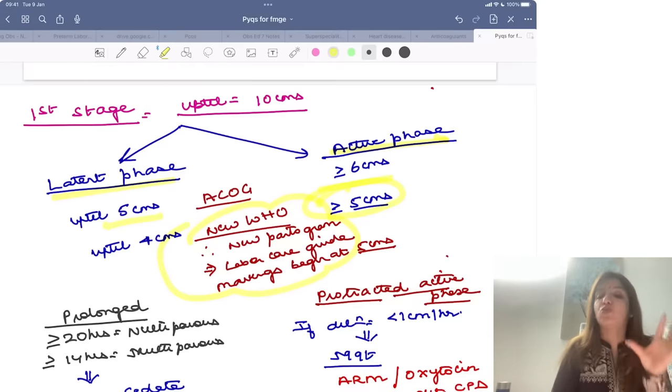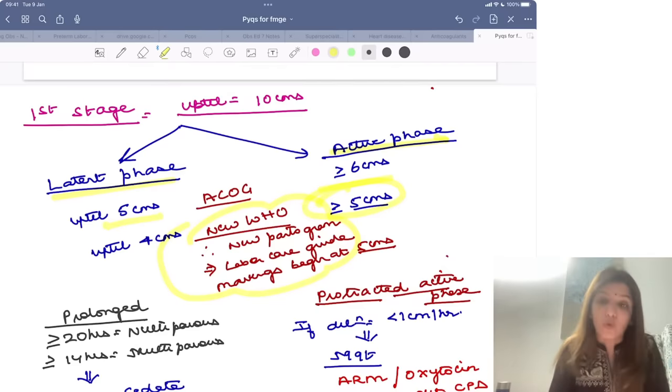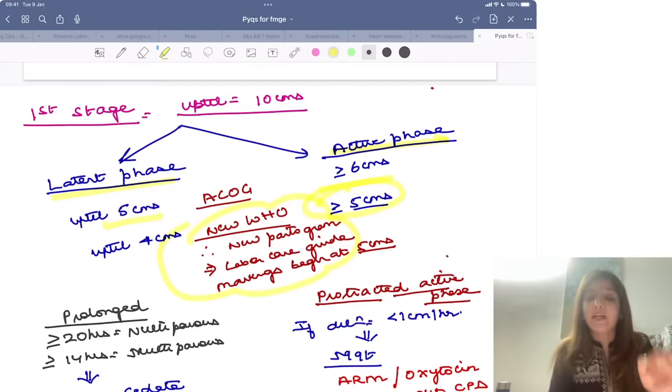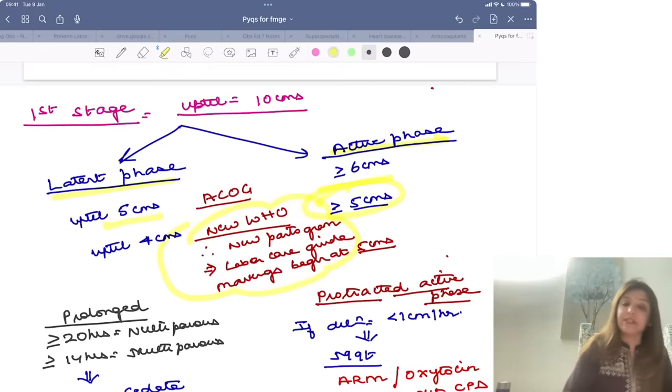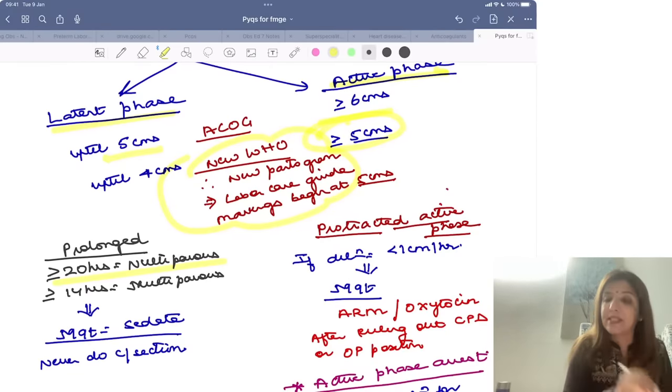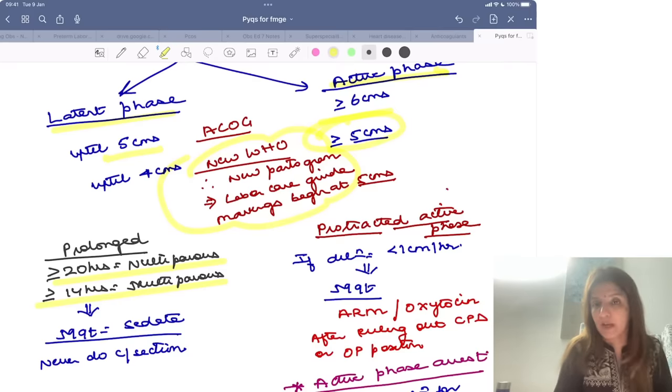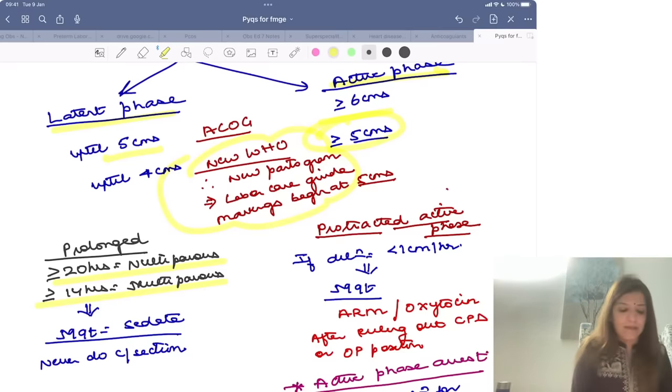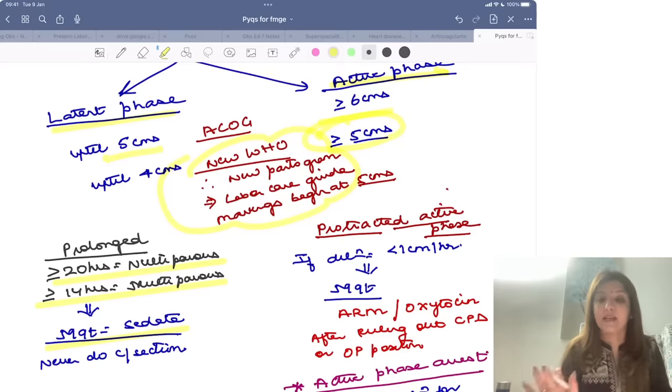तो परसों अगर you get a question that in partogram, in the new partogram plotting is going to begin from, so plotting begins from 5 centimeters. Do not say 4 centimeters, right? Now, latent phase of labor ko prolonged kehte hain if it is more than 20 hours in a nulliparous female or more than 14 hours in a multiparous female. Prolonged latent phase ka management hota hai, you have to sedate the patient, you don't do any cesarean section.